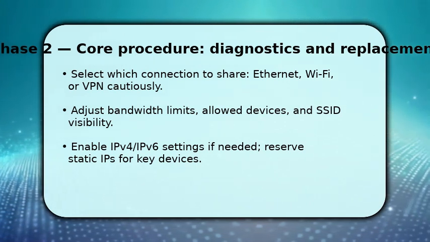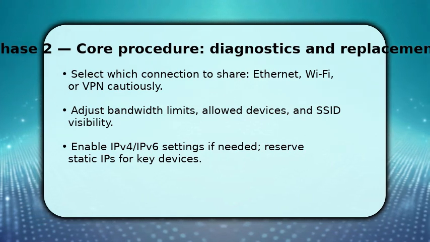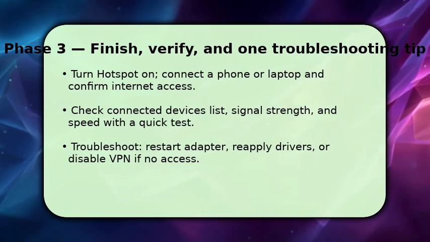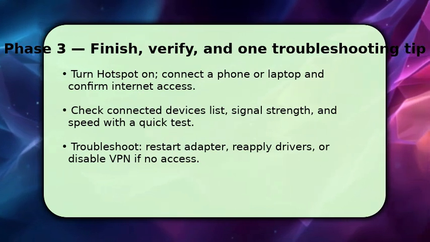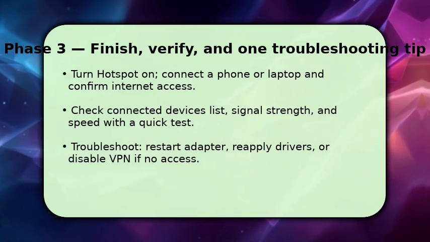Reserving static IPs for printers or servers makes them reliably reachable on the hotspot. Turn the hotspot on and immediately connect a phone or laptop to verify connectivity. You want to confirm both association and internet access.